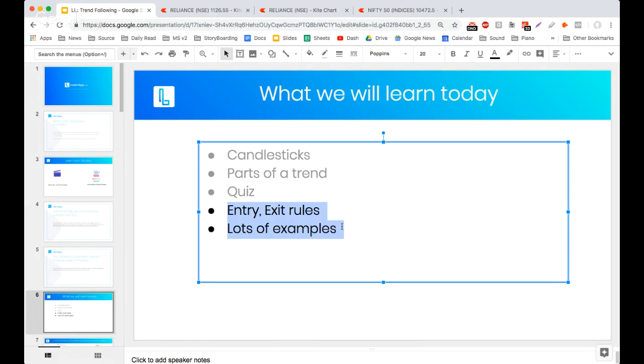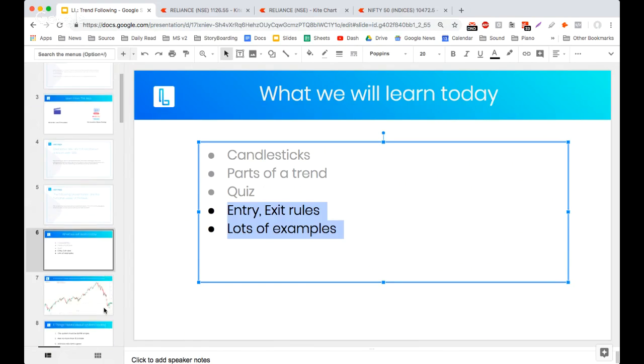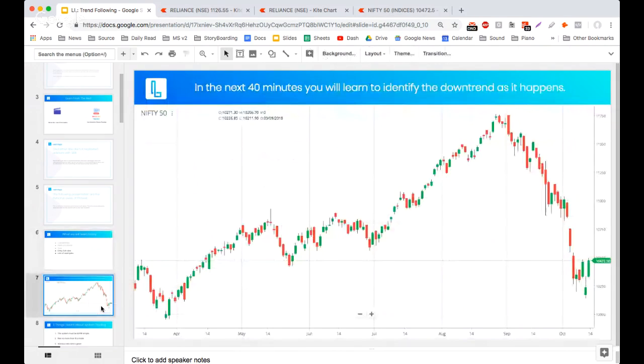And I promise to finish this in about 35 to 40 minutes. Make sense? And here is the goal. The goal is very simple. In the next 40 minutes, this is Nifty's daily chart. You would be able to identify when the downtrend started, somewhere around here, on your own using a simple strategy that we learned today. Does that sound good, guys?